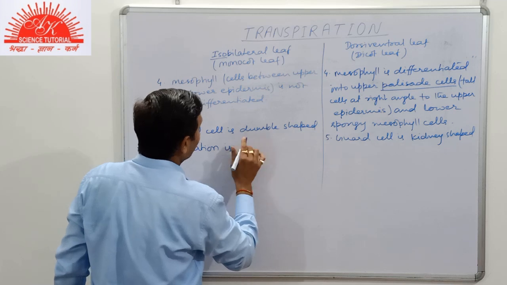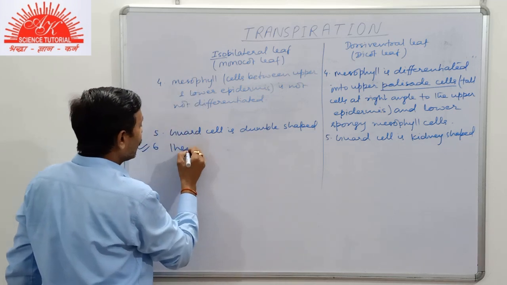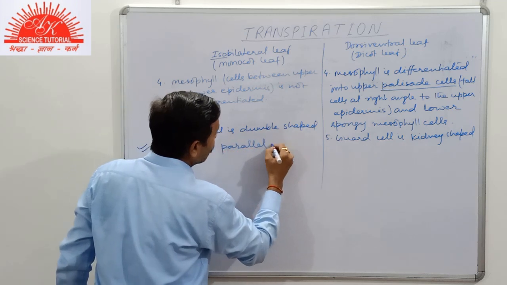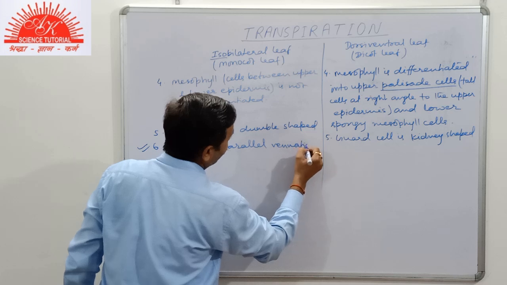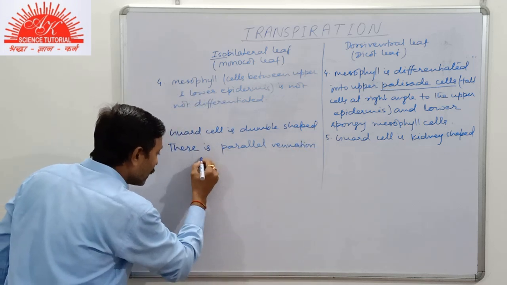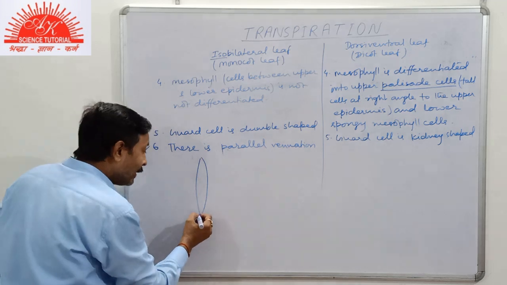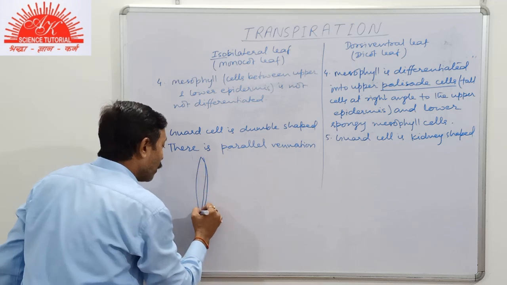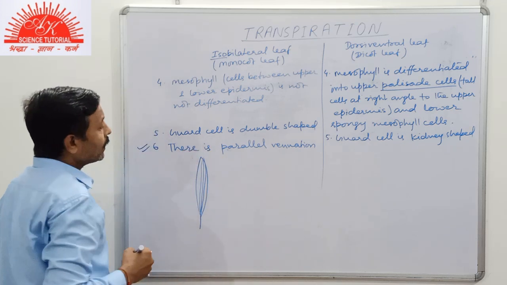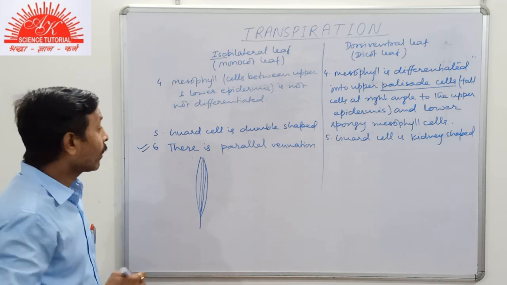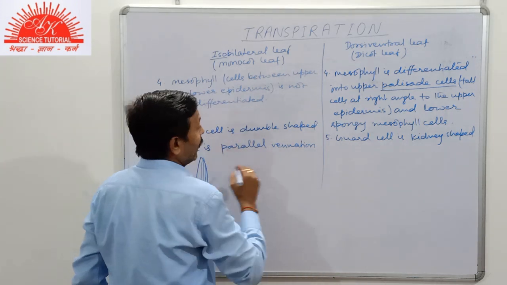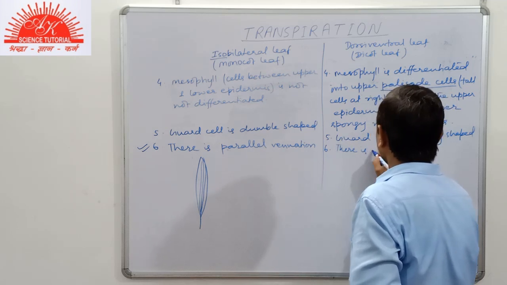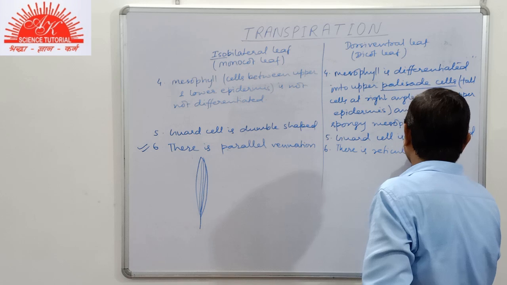Venation is, we can write here, parallel venation, the arrangement of veins. Suppose here is the leaf, then in this type of leaf there is no midrib, but this type of arrangement takes place. This is called parallel venation. But here there is reticulate venation.